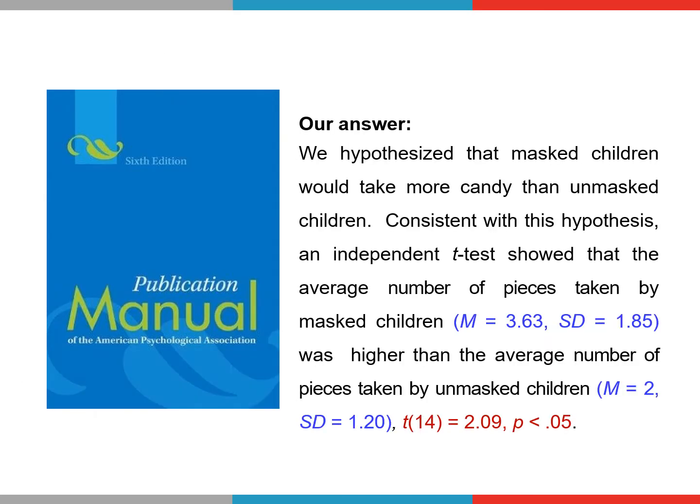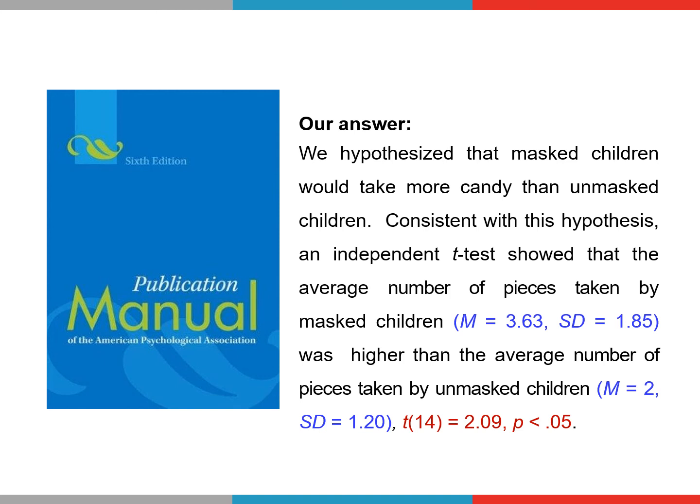Okay, so our last step is to write up our APA style paragraph. So again, we start with our hypotheses. So we hypothesize that masked children would take more candy than unmasked children. And then we evaluate our results in terms of our hypothesis, right? And so because our hypothesis was correct, we would say consistent with this hypothesis, and then we identify the type of test that we conducted. So consistent with this hypothesis, an independent t-test showed that the average number of pieces taken by masked children, right?